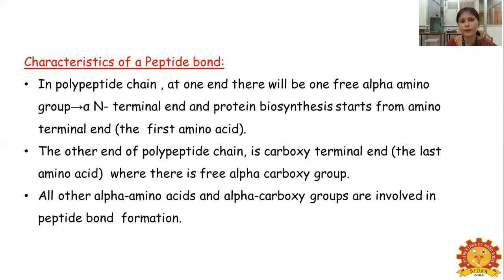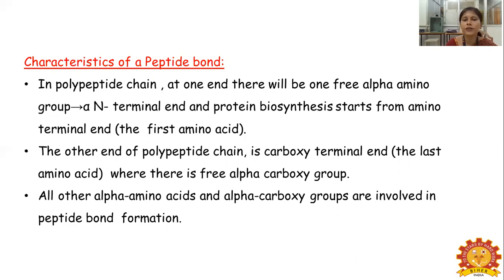So in the case of the polypeptide chain, at one end there will be one free alpha amino group, that is the alpha N-terminal end, and protein biosynthesis starts from the amino terminal end. That will be the first amino acid. The other end of the polypeptide chain is the carboxyl terminal end. That is called the last amino acid, where there is a free alpha carboxyl group.